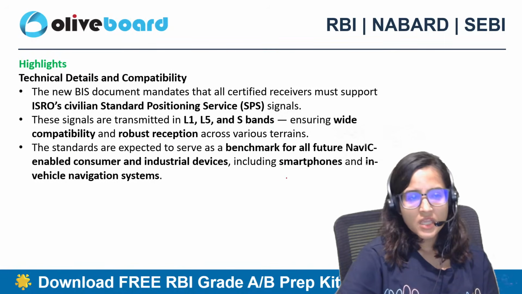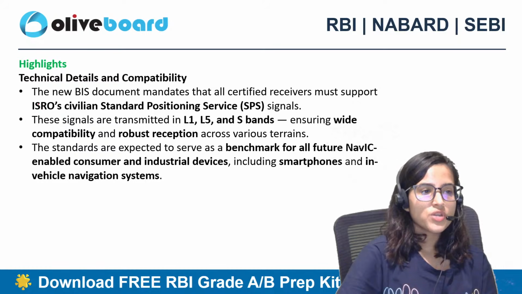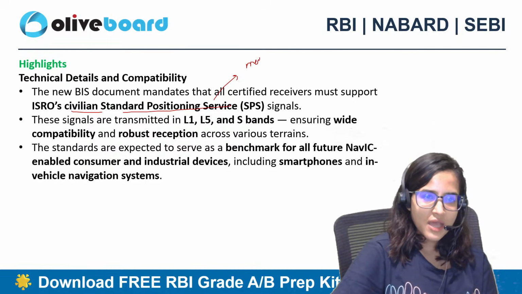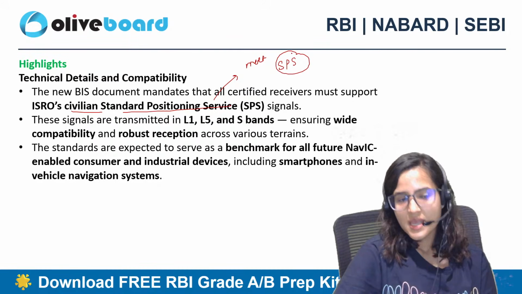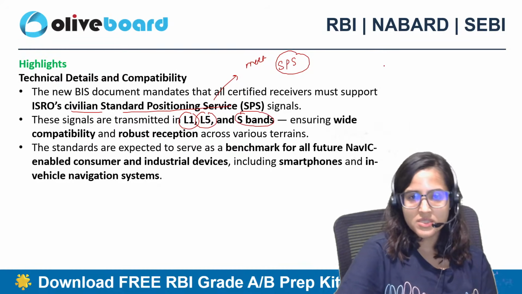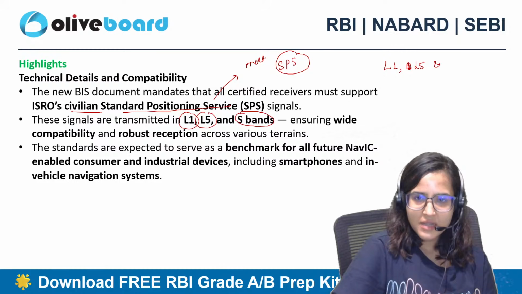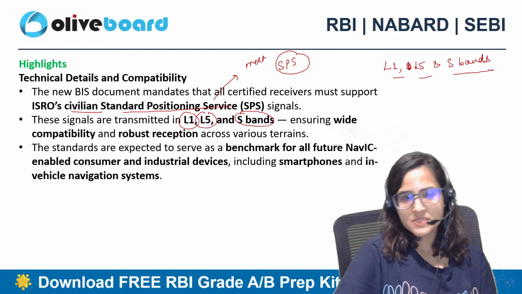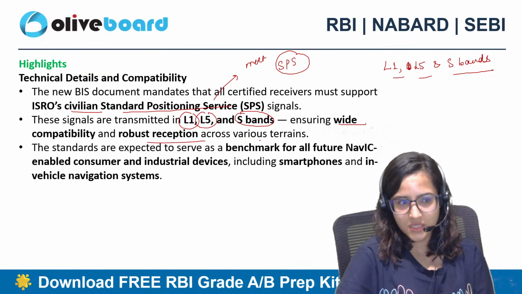In this BIS document, it mandates that all certified receivers must support ISRO's civilian standard positioning service signals. So you have to meet and support ISRO's civilian standard positioning service signals, and these are transmitted in L1, L5 and S bands. So remember this, which all bands? L1, L5 and S bands, ensuring wide compatibility and robust reception across various terrains.